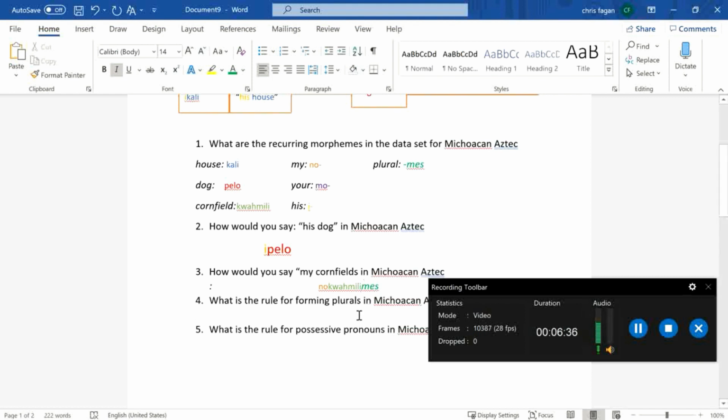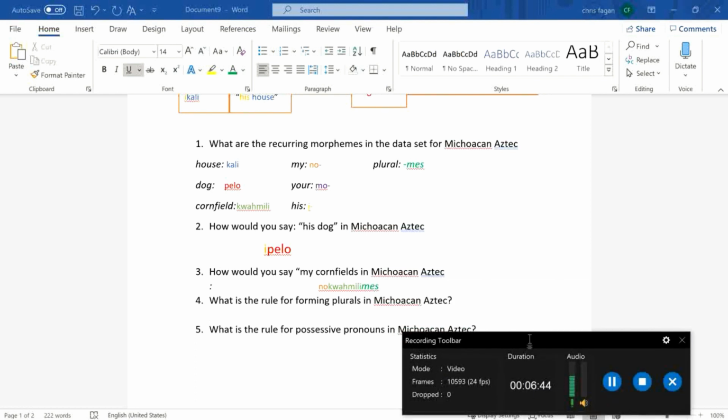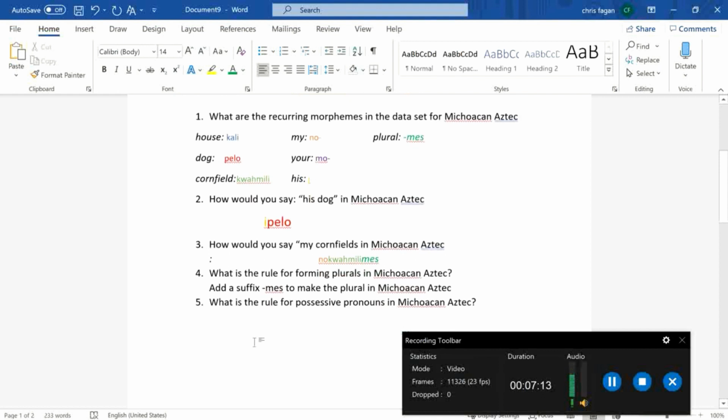So one other thing I might need to do is state the rule for forming plurals. And that would go something like this. Simply, we don't have a rule notation like we do in phonological analysis. So we say something like: add a suffix, mes, to make the plural in Michoacan Aztec. What is the rule for possessive pronouns?